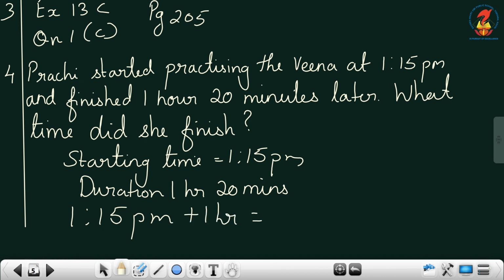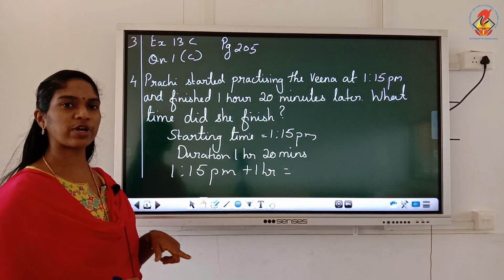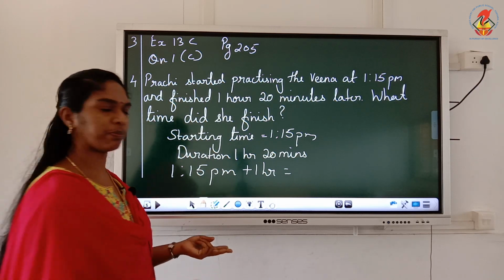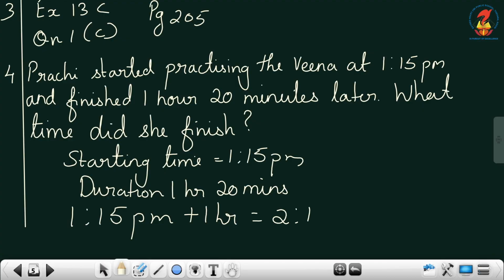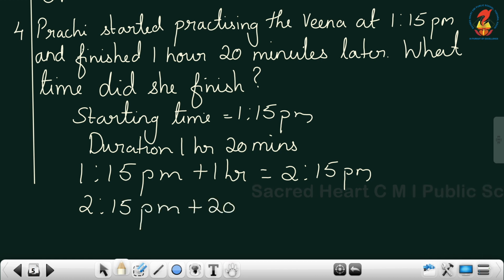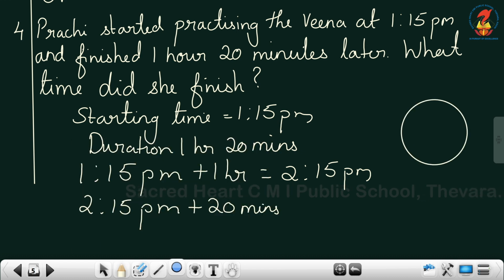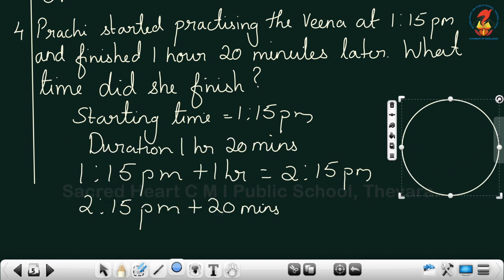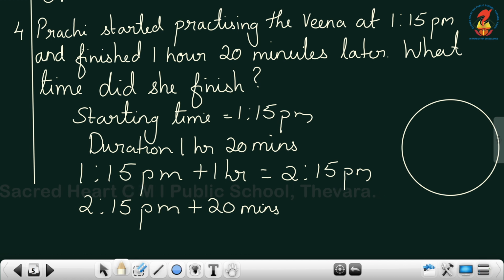How much it is, children? 1:15 p.m. plus 1 hour? 2:15 p.m. Okay. Then 2:15 p.m. plus 20 minutes. Dealing with minutes, better you draw a clock.